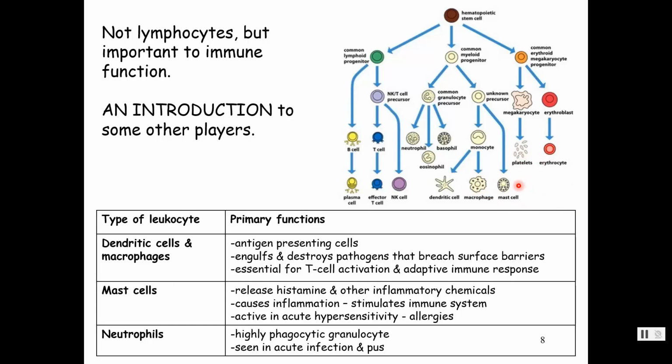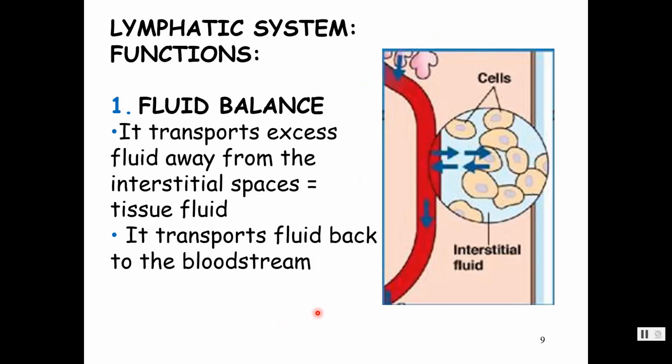The mast cells are very similar to basophil cells in that they have granules of histamine. And so the mast cells and the basophil cells are going to stimulate what's called inflammation. These are involved in allergies or acute hypersensitivities, and we'll discuss that at the end of episode 3. And of course, we already talked about our neutrophils and their roles as the first responder, highly phagocytic, and they're seen in acute infection and in pus. So it's not just the lymphocytes, we have those non-specific white blood cells as well.